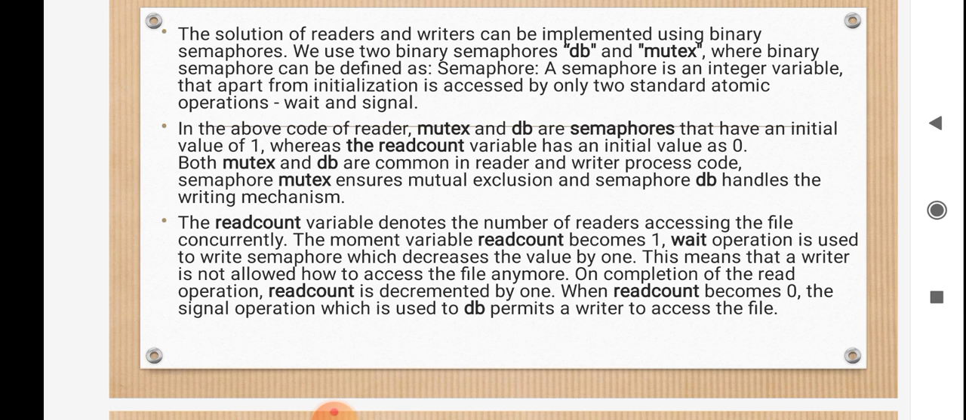This means that the writer is not going to be allowed to access the file. On completion of the read operation, the read count is going to be decremented by 1, as you can see in the code. When read count becomes 0, the signal operation, signal DB, is used to permit a writer to access the file.